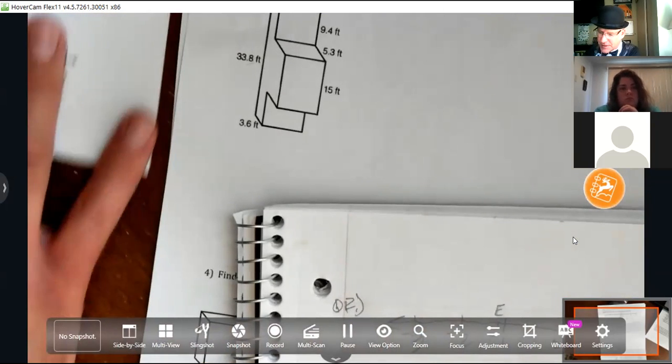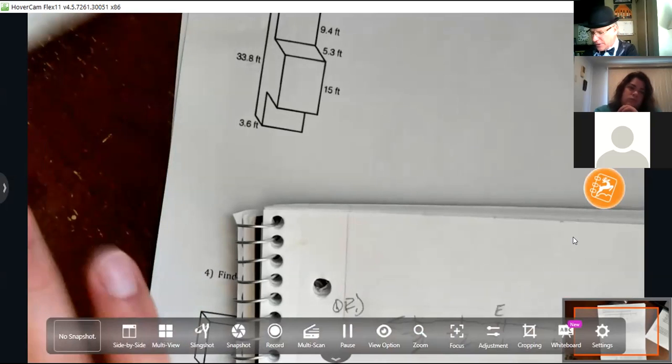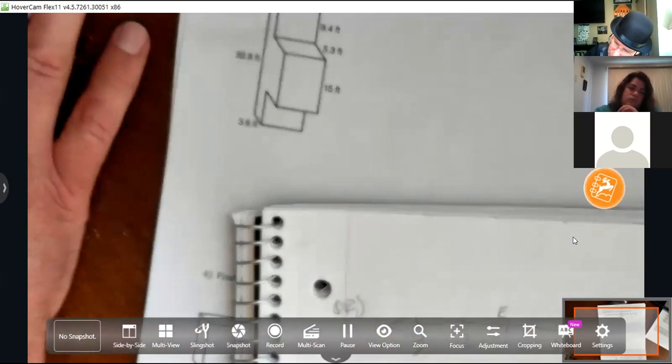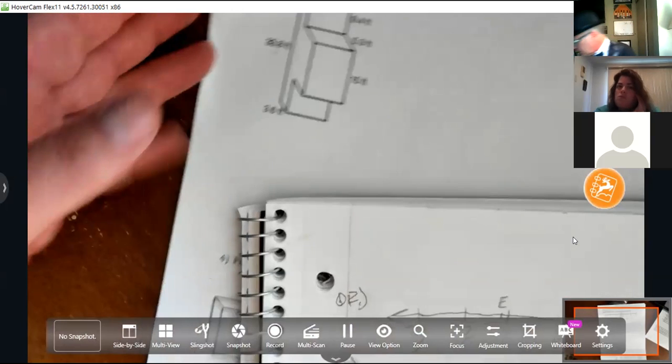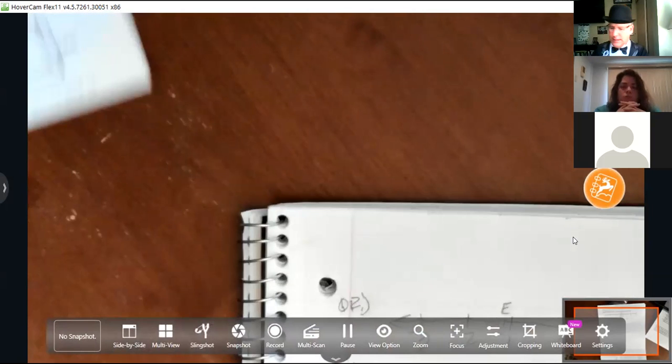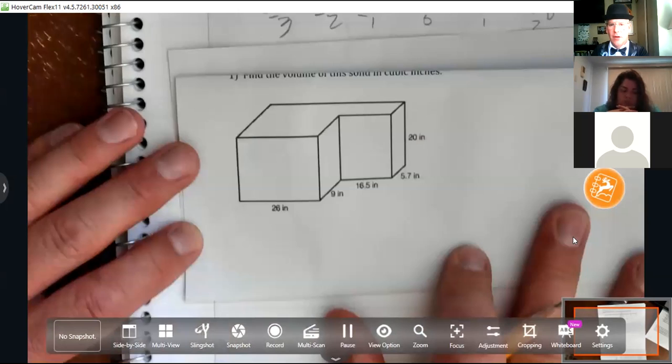Problem 1's an interesting shape. It's a complex figure, right? So everybody knows that volume, all that volume means is you're multiplying all 3 dimensions together. And what you get, so here's what problem number 1 looks like.